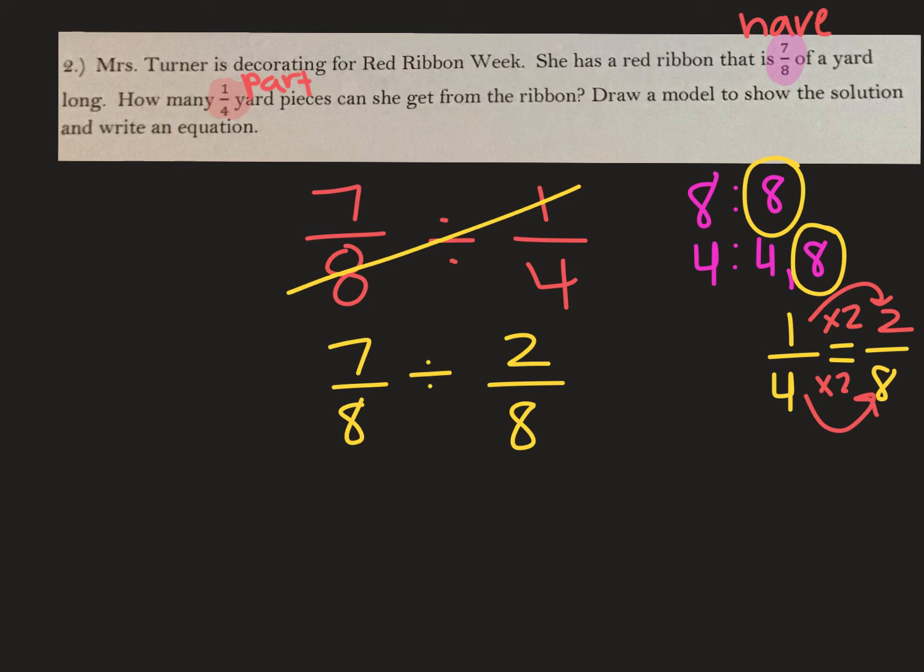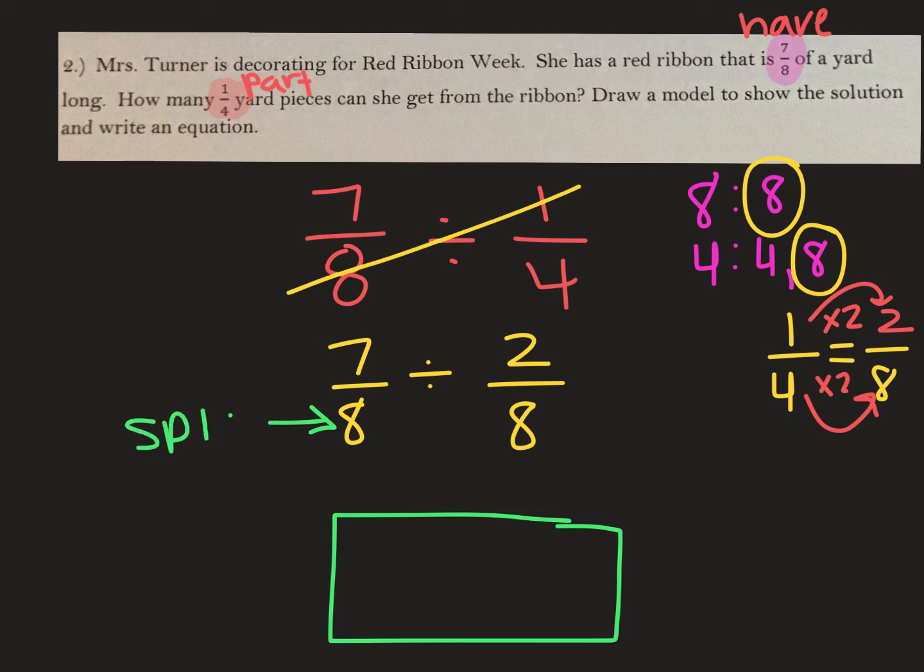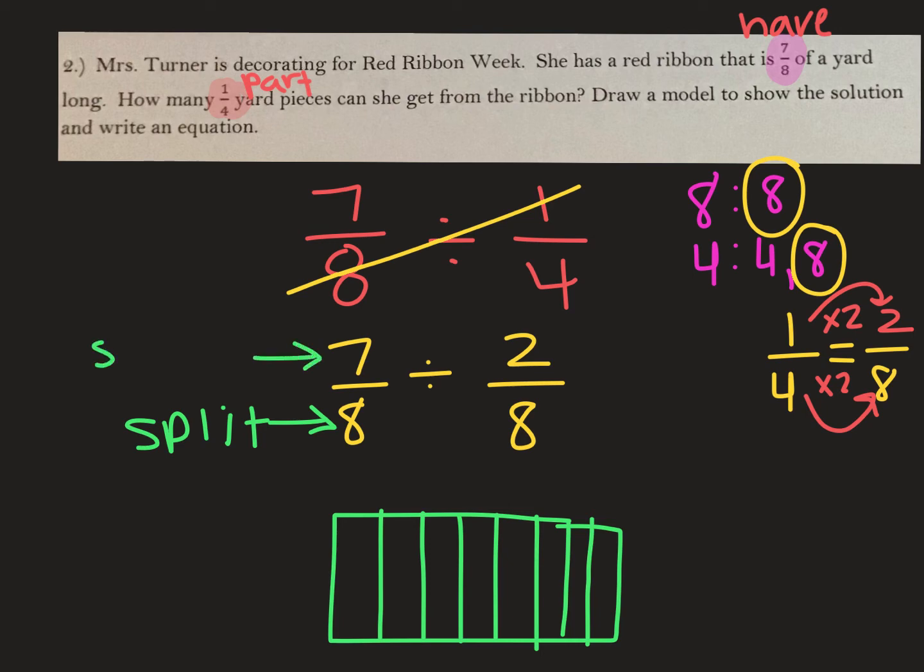It is a fraction divided by a fraction. My first number is a fraction, so I only need one box here. The denominator tells me I'm splitting this into 8 parts. So I'm going to go ahead and do that. 3, 4, little there. And then the numerator of our first fraction tells us what to shade.